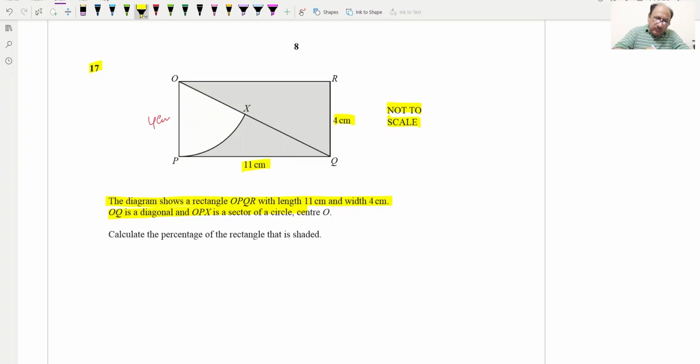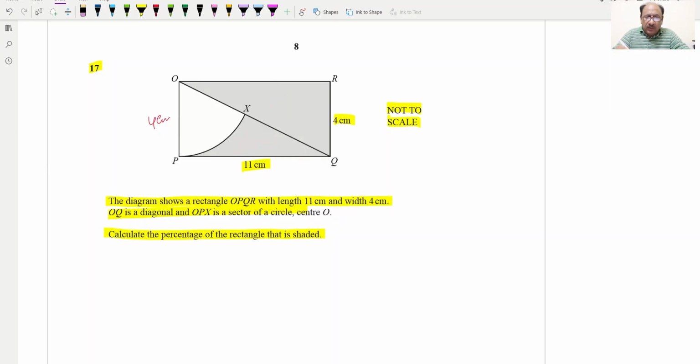And then what we have to do is calculate the percentage of the rectangle that is shaded. So area shaded we can check. So area of the rectangle, we know. What will be our strategy? Our strategy will be, we will find the area of the rectangle, then we will half it, and that will be the area of this triangle, and then we will find the area of the sector and subtract it from the area of the triangle, and that one will be for this portion, and we'll add these two areas, and that will be our answer.